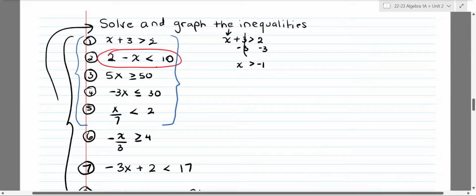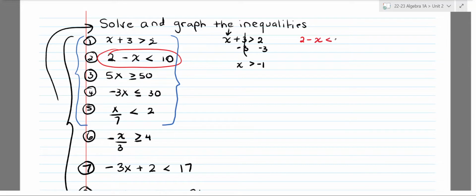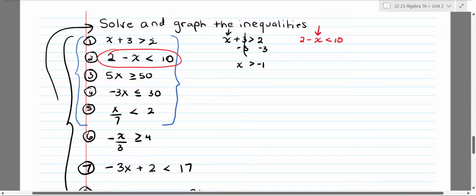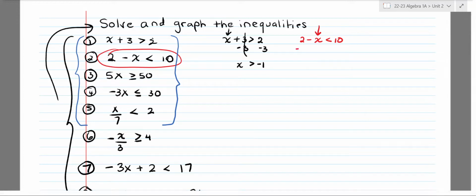2 minus x is less than 10. All right, so this time we want the x term, so we have to get rid of the 2. So it's going to be minus 2, minus 2. I hope that's the first step that you took. Negative x less than 8. And remember, when we divide by a negative 1, we need to flip the sign. So this becomes x greater than negative 8.